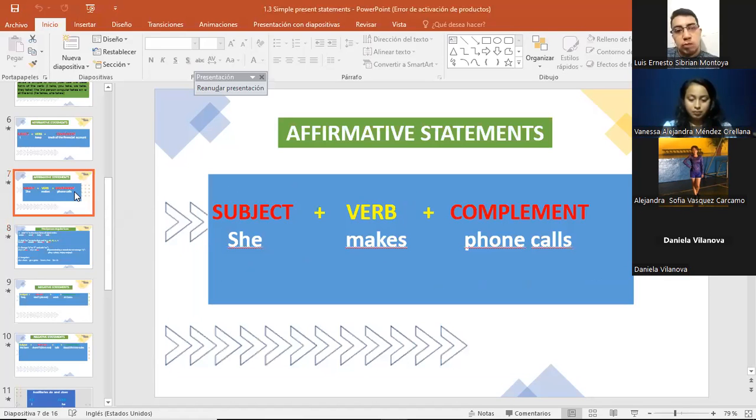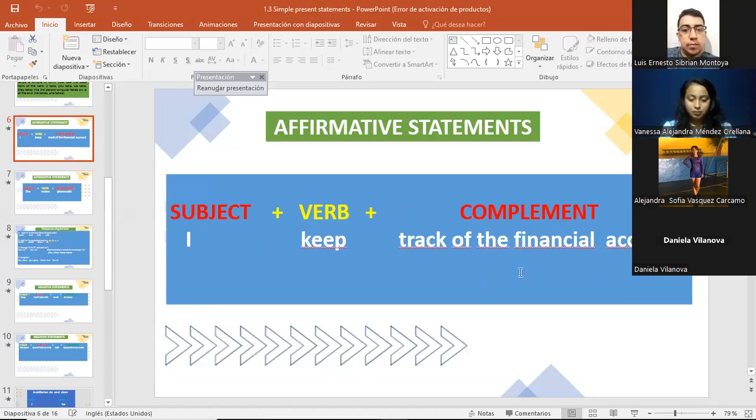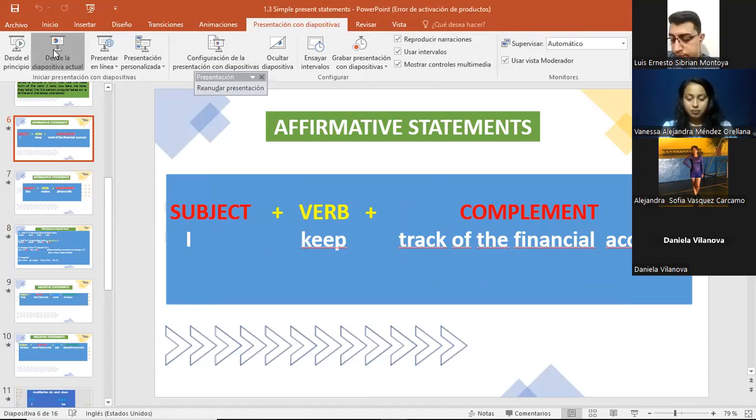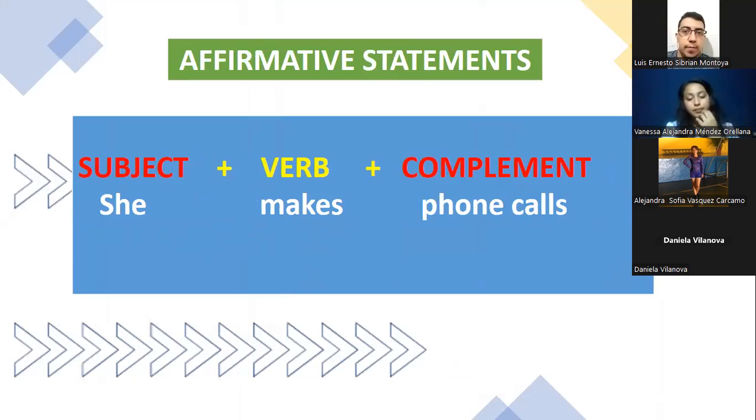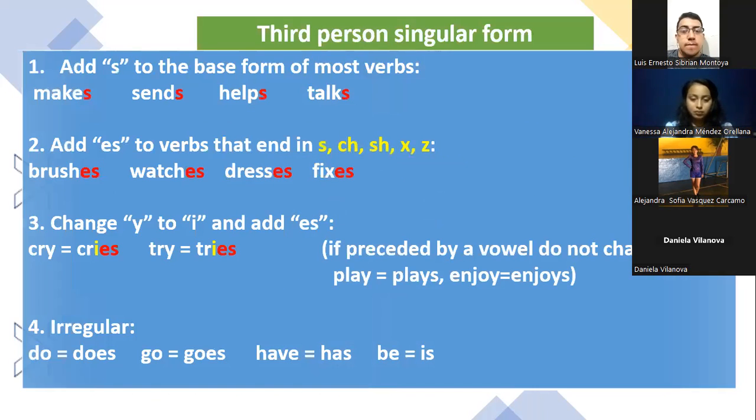Ok. Por aquí estamos, ¿verdad? Mire, I keep track of the financial. Quiero hacerlo más grande para que se me ubiquen. Ok. Muy bien. I keep track. Aquí no usamos. ¿Están viendo la pantalla todos? Sí. Pero con tercera persona se le agrega una S, ¿ve? ¿Y cuáles son las reglas? Miren, aquí está. La regla número uno dice, esta presentación la tienen en su grupo, ¿verdad? Pero si no se las mando otra vez. Dice que a todos los verbos, cuando se trate de tercera persona singular... First person.